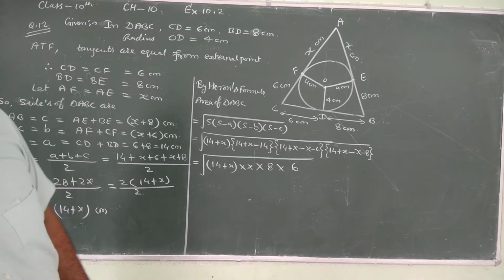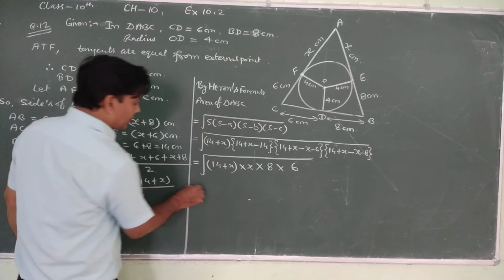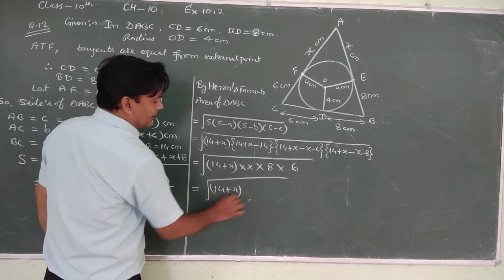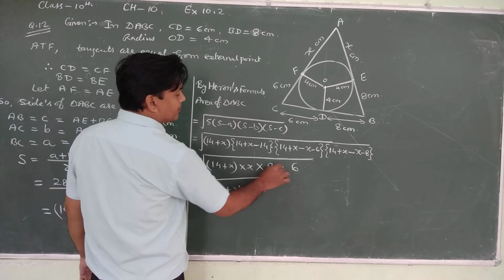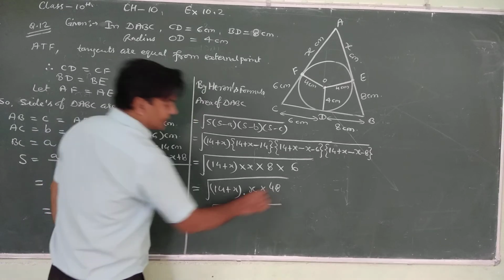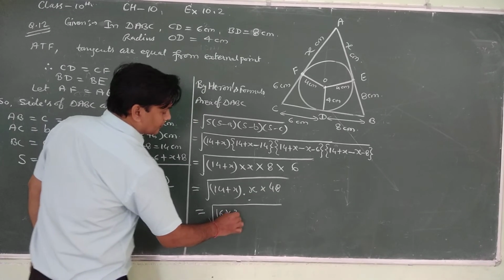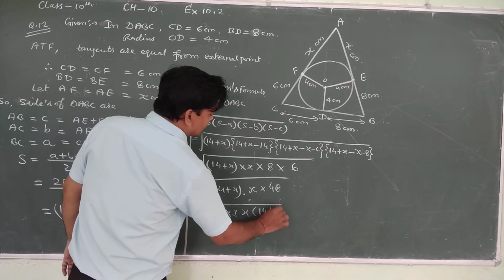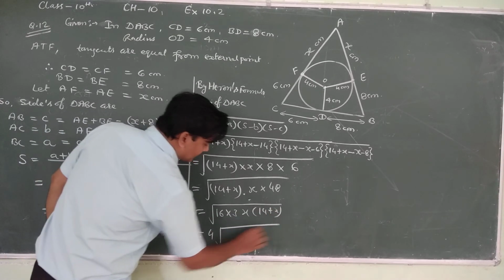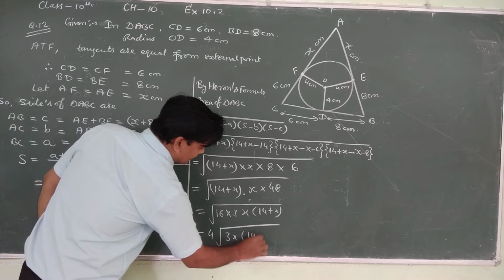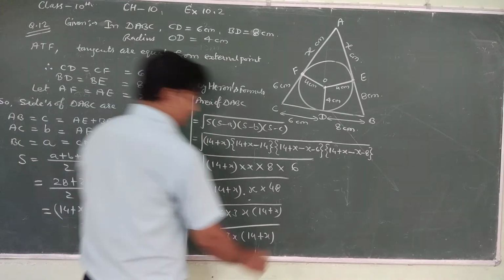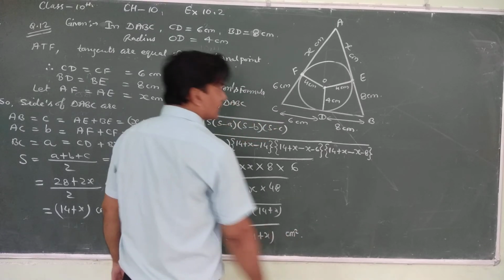Now we want to solve this further. What we have here is 14 plus x as it is, x as it is, and the product of these two is 48. This 48 can be written as 16 into 3. So the square root of 16 is 4, and we have 3x times 14 plus x inside the root. This is the area of triangle ABC in centimeter square.